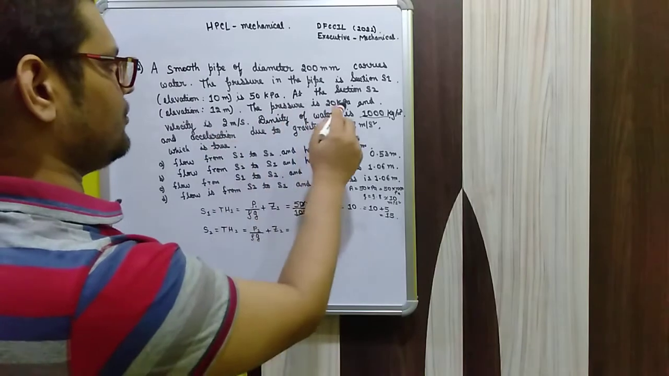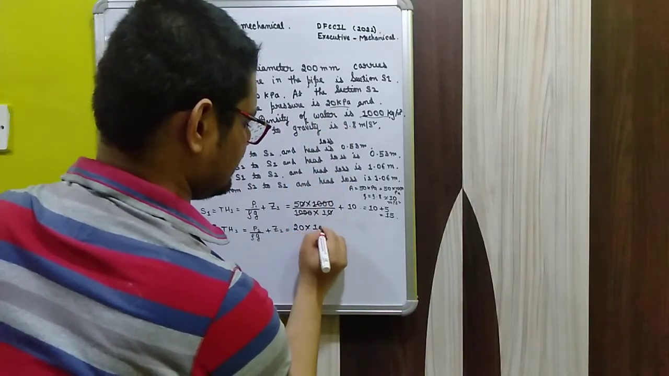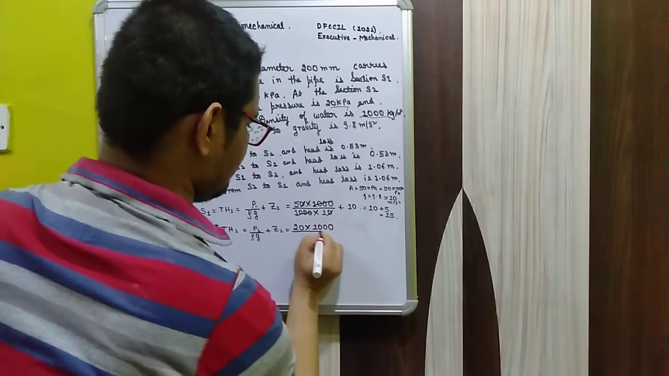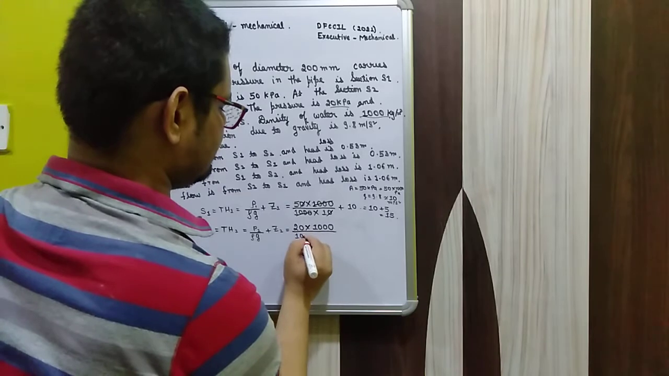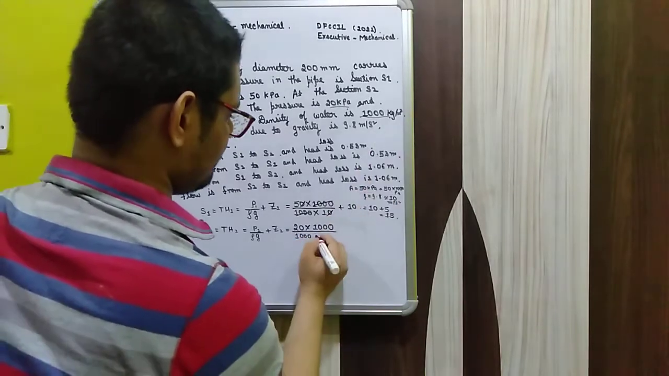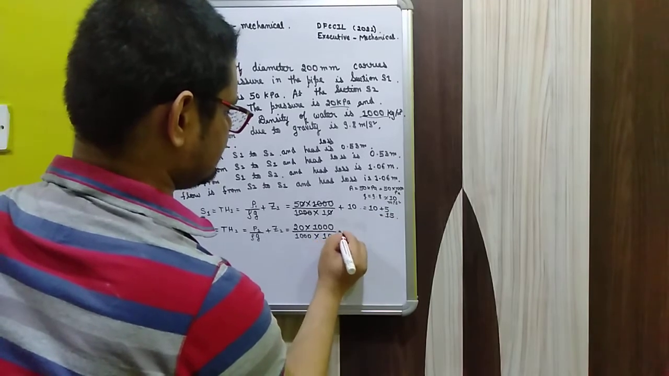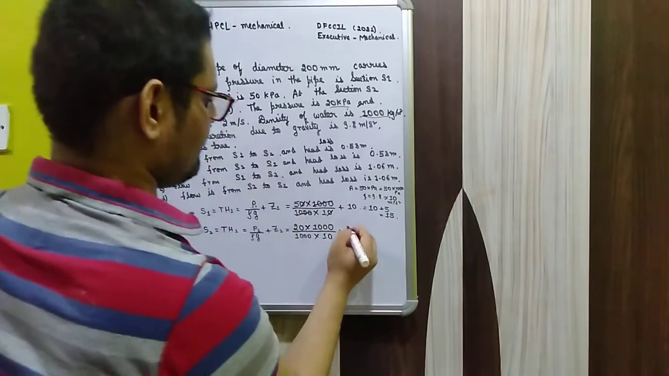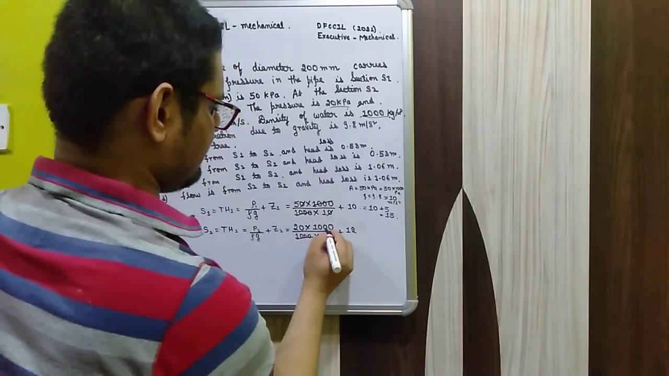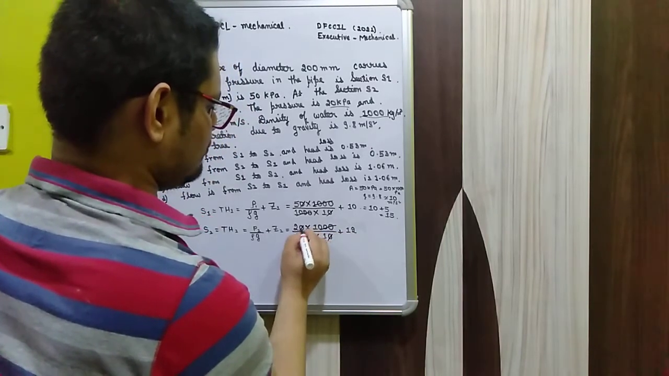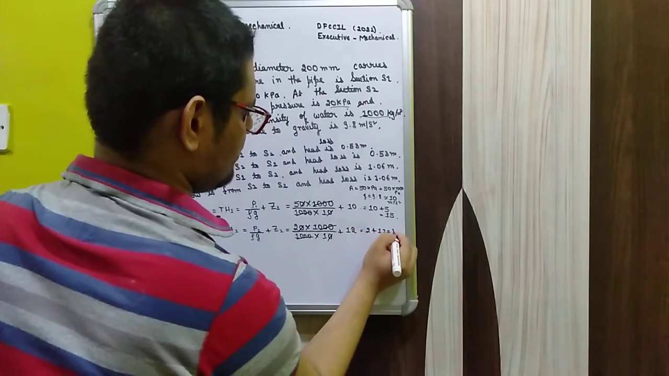Pressure is 20 kilopascal, so 20 into 1000 divided by rho. Rho is the density, given in the question as 1000 kg per meter cube, into the acceleration due to gravity, which I am taking as 10, plus Z2, which here is 12. So again we do the same calculation over here, and this is 2, that is 2 plus 12 is equal to 14.